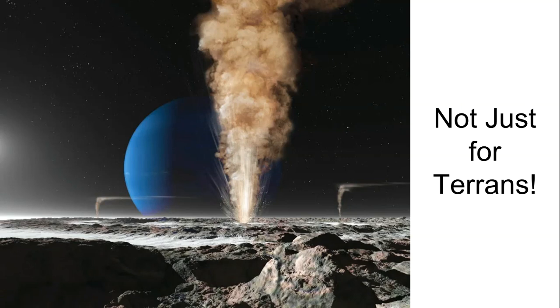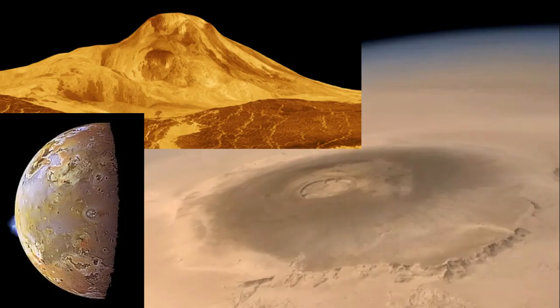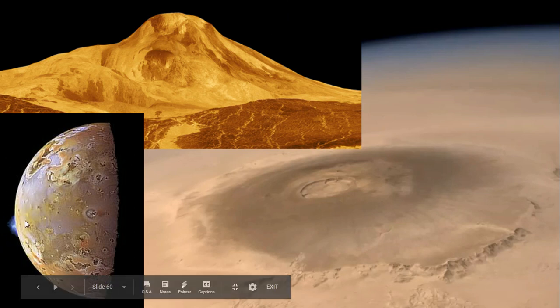But again, volcanoes aren't just for Earthlings. This is Neptune's moon Triton, which actually exudes gas, or water vapor as a gas, and essentially acts like a volcano. And again, of course, there's a volcano on Venus, there's a volcano erupting on Io, and then Olympus Mons.